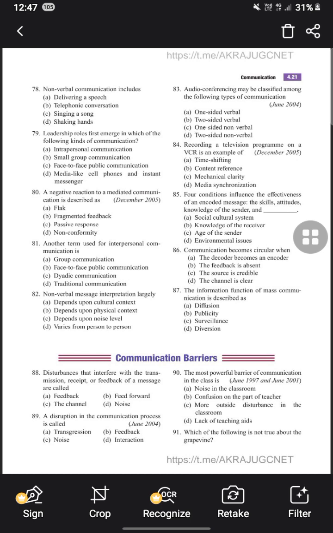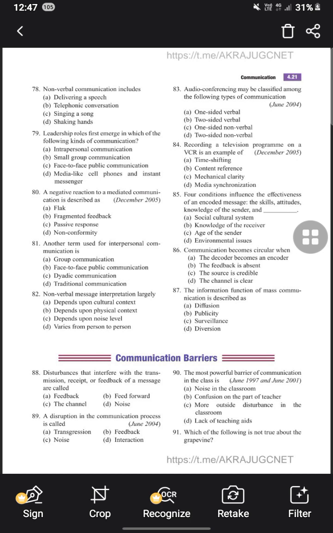Recording a television program on a VCR, that is A, time shifting. Four conditions influence the effectiveness of an encoded message: skill, attitude, knowledge, and 85 is A, social cultural system. Communication becomes circular when. 86 is A, the encoder becomes a decoder. The information function of mass communication is described as. That is C, surveillance. Disturbance that interferes with the transmission, receipt or feedback of a message.